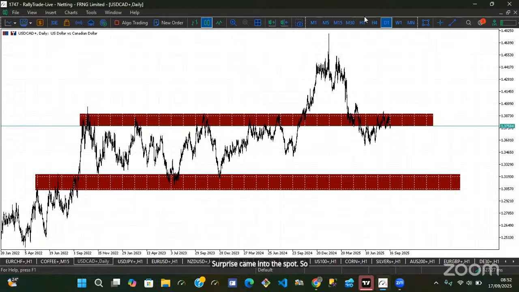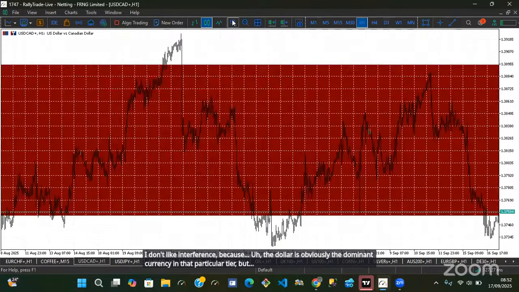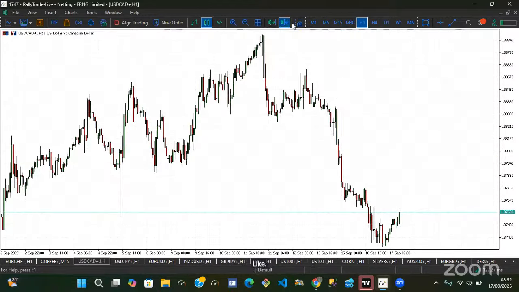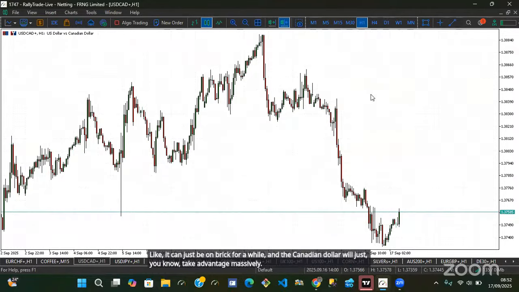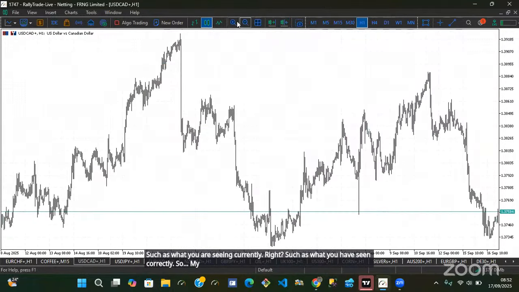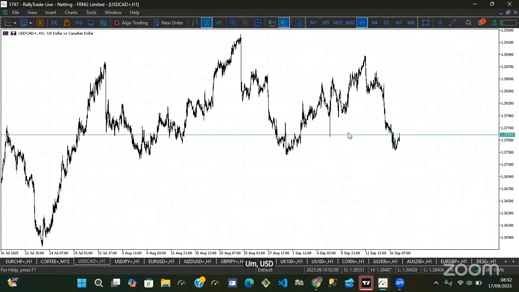So when it comes to USD and Canadian dollar, I don't like interfering because the dollar is obviously the dominant currency in that particular pair, but the dollar is not dominating well. It can just be on break for a while, and the Canadian dollar will just take advantage massively, such as what you are seeing currently. So my strategy doesn't work so much on USDCAD due to the nature of its movement.